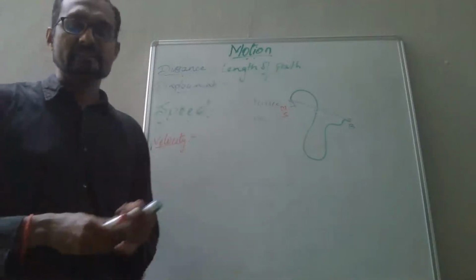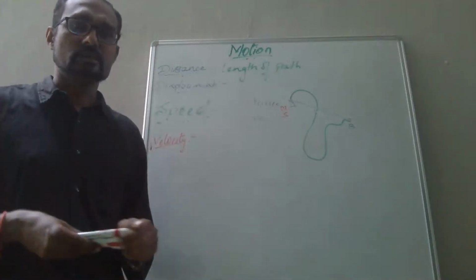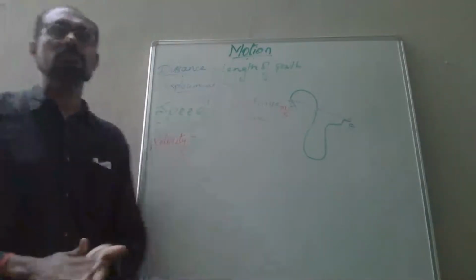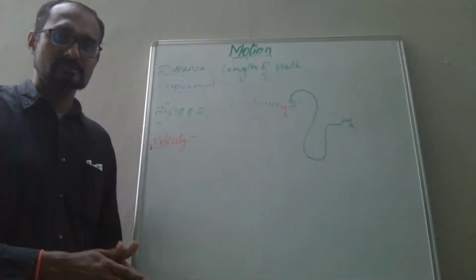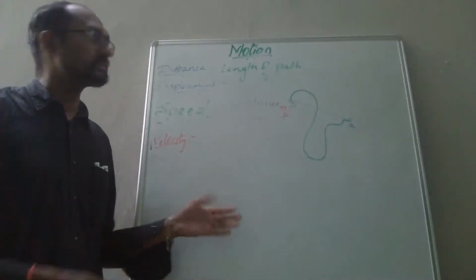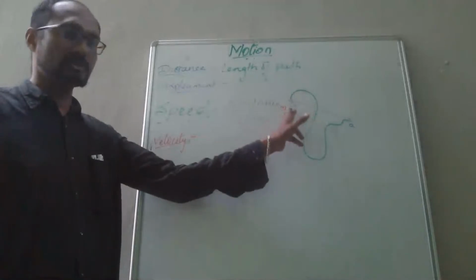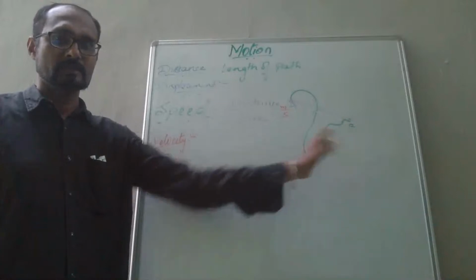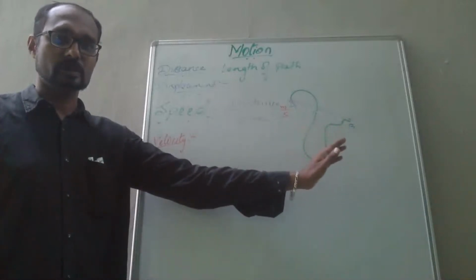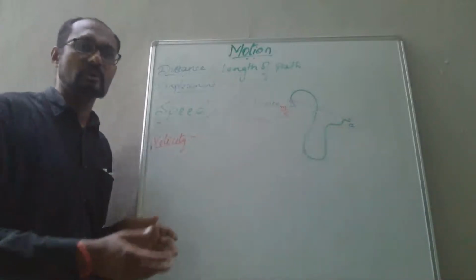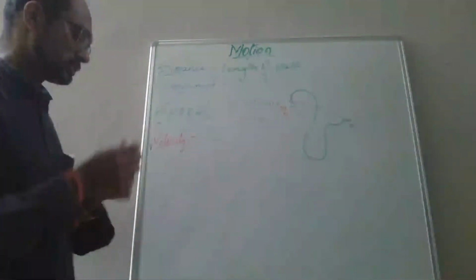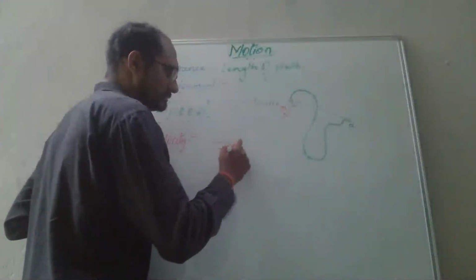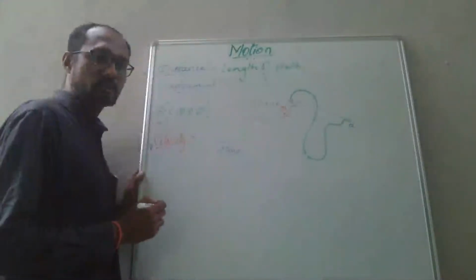Velocity is defined as the rate of change of position of an object. Change of position of an object is nothing but displacement. There is a change in the position of this object from A to B. The change in the position of the object per given time is called velocity. So we define velocity as the change in position divided by time.